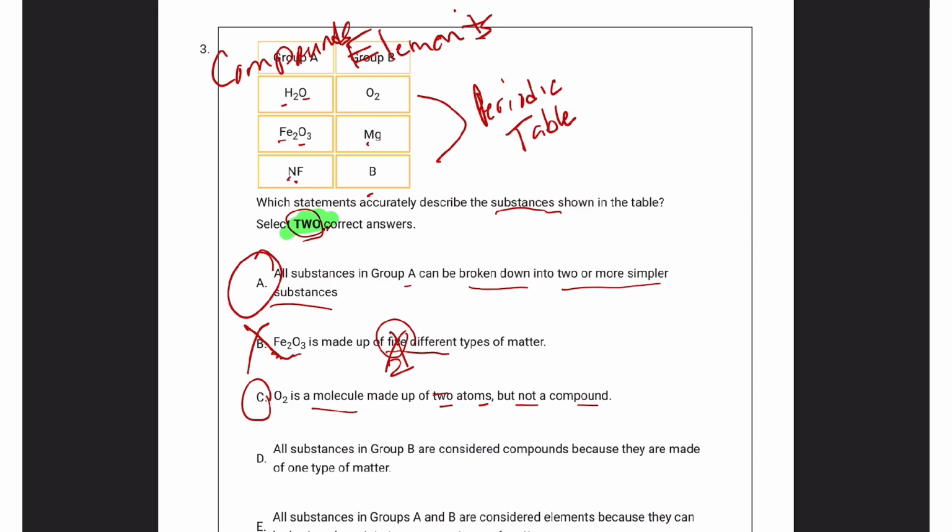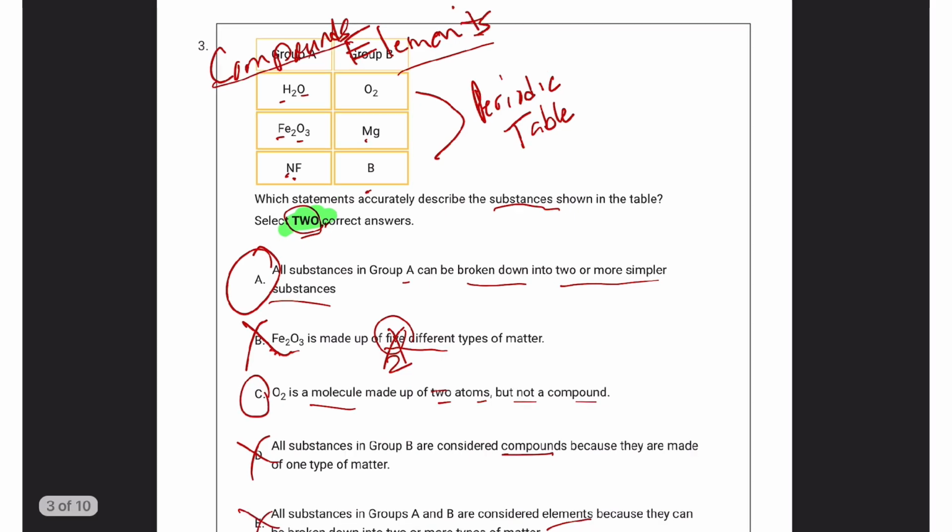All substances in Group B are considered compounds. Note, we said that they were elements, so we know that's not right. All substances in Group A and B are considered elements. Nope, we said that these were compounds, so that one can't be right. So, yep, A and C were our best choices.